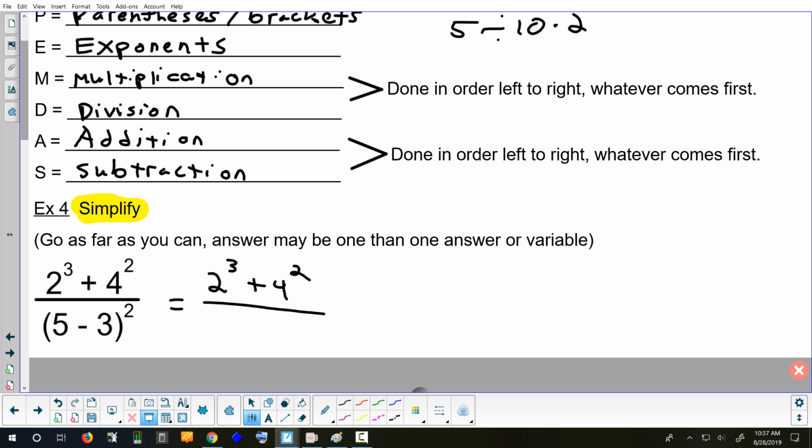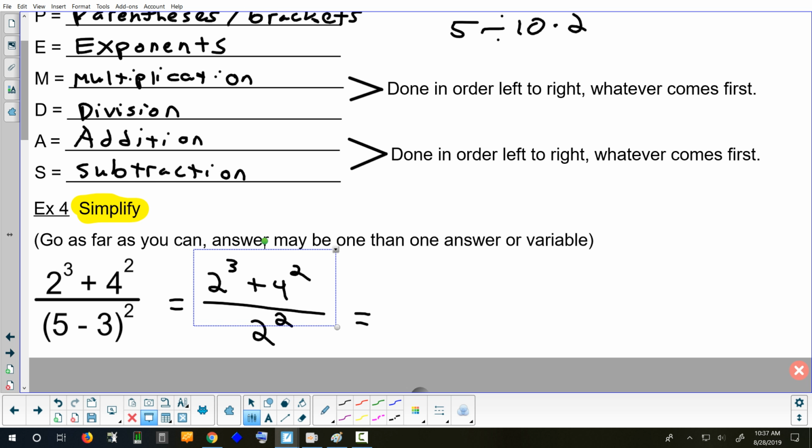What calculation? 5 minus 3. Good job. We're going to do 5 minus 3, which is how much? 2. This other 2 on the outside is an exponent. It just stays there. Only thing I did was 5 minus 3. Do I have any other parentheses? Nope. What do I have a lot of next? Exponents. We're going to do them all. We're just going to go right in order and do them all.